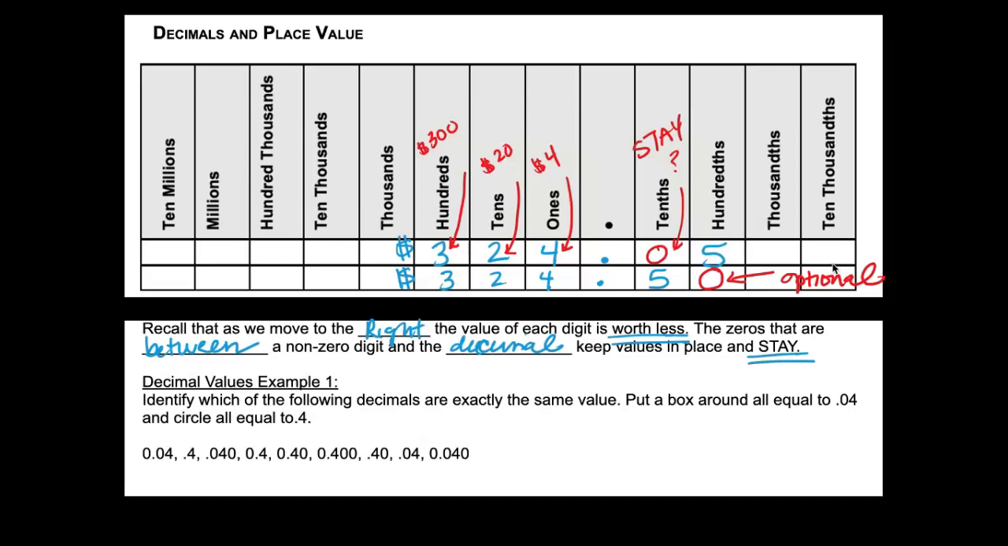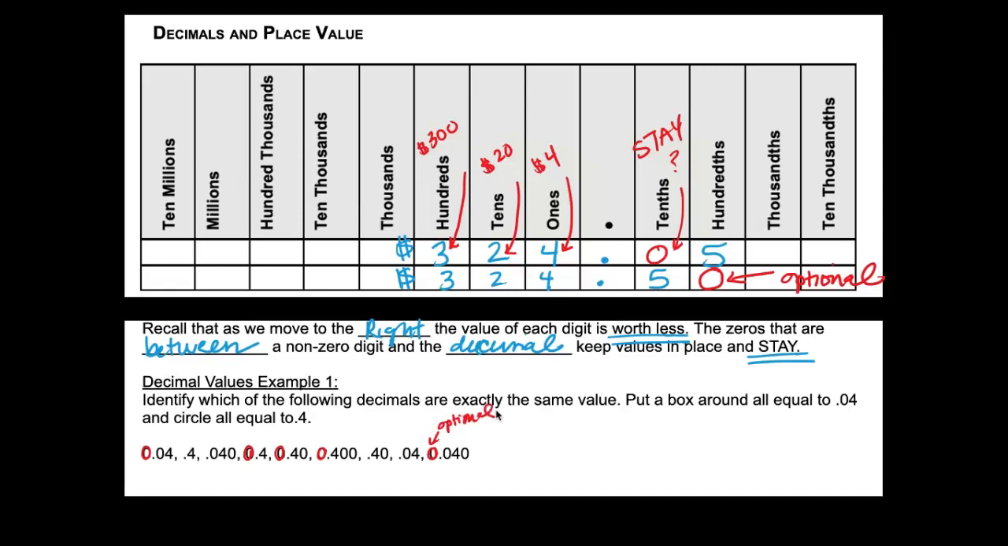Let's look at example 1. Identify which of the following decimals are exactly the same value. Put a box around all equal to 0.04 and circle all equal to 0.4. Right off the bat, I notice that there are some numbers that have a zero to the left of the decimal. This one has a zero, this has a zero, this has a zero, and this one has a zero. Let's talk about that for a minute. Is that optional or is that necessary? Anytime you have a zero that's to the left of the decimal and there aren't any other digits to the left of it, it is optional. So all of these are optional zeros.